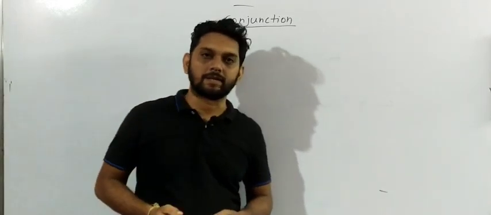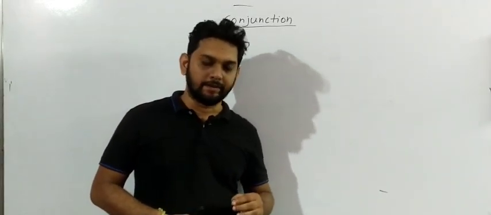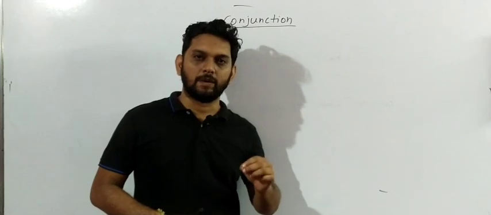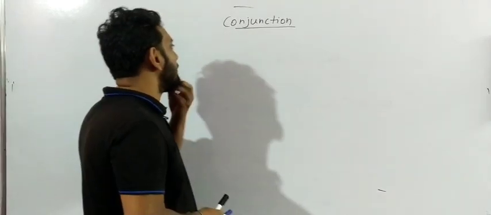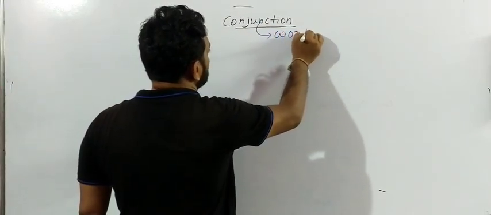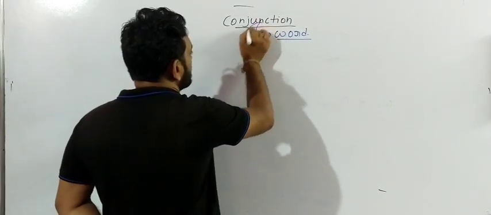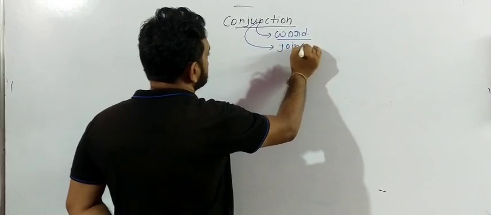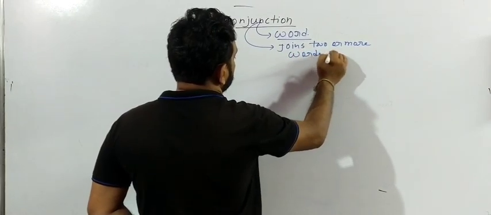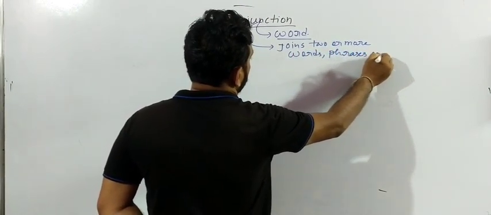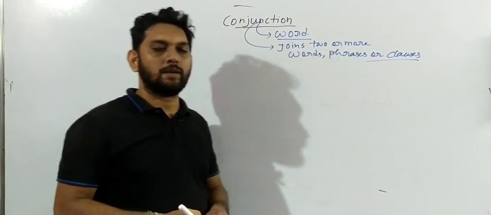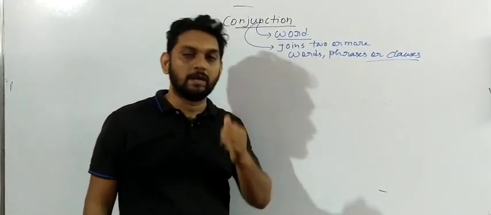For the last few days I have been discussing this topic, and some of the coordinating conjunction parts have already been discussed. Yes or no? So what did I say? First of all, you have to remember conjunction is a word, and its function is that it joins two or more words, phrases or clauses. All of you are getting my point? So conjunction is a word which joins two or more words, phrases or clauses.